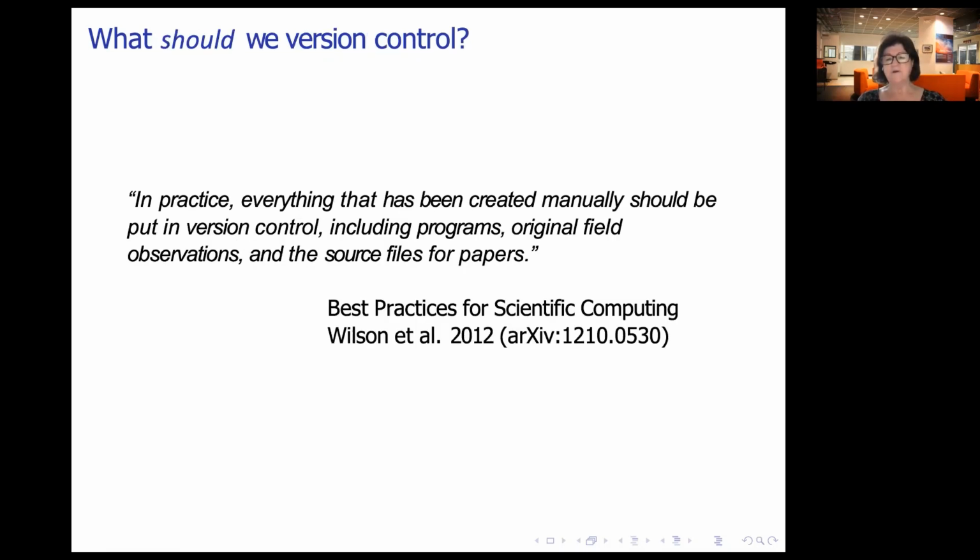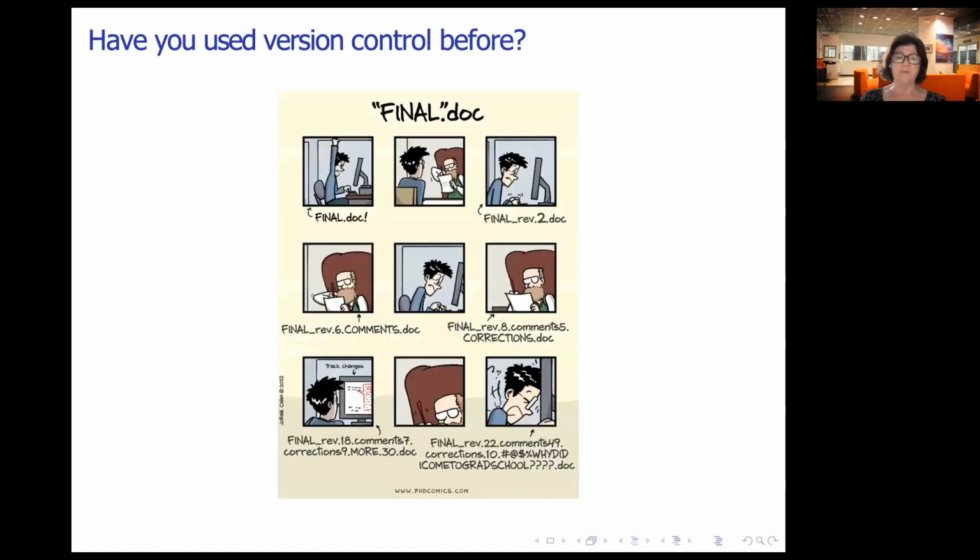There's an article on best practices for scientific computing, and in this they talk about how in practice everything that's been created manually should be put in version control, including programs, field observations, and source files for papers. Just anything you need to organize your program.